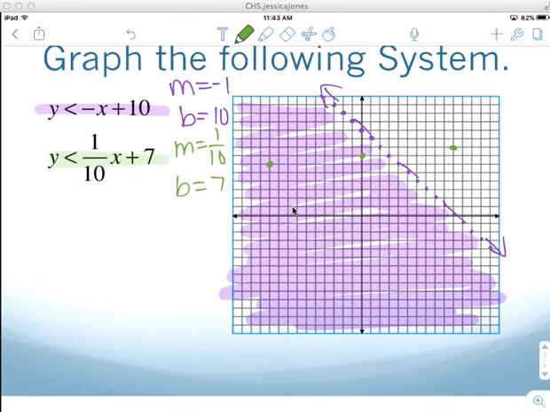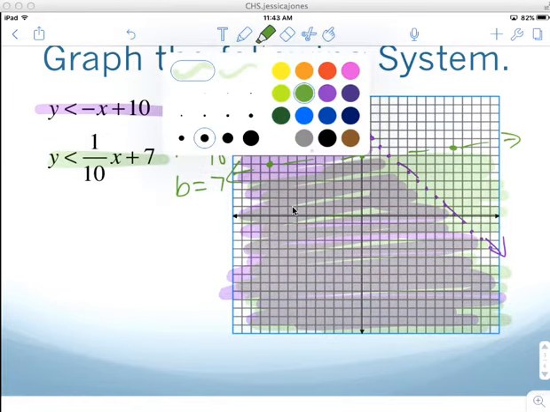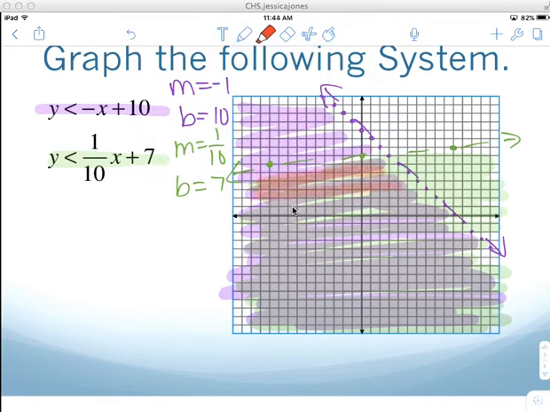This is also a less than sign, so it's also going to be dotted. And I'm also shading below for this line. Now that I have both shaded, I'm going to shade over where they both meet in red. And I'm going to erase my purple and my green. When you're doing this on a piece of paper, you can lightly shade and erase, or you can draw arrows to figure out where they both are shaded.